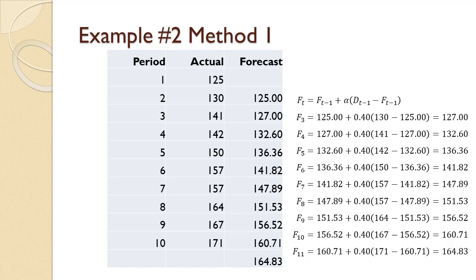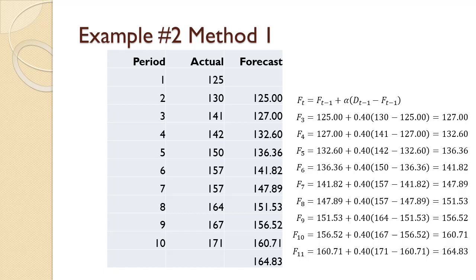F6 equals 136.36 plus 0.40 times 150 minus 136.36 equals 141.82. F7 equals 141.82 plus 0.40 times 157 minus 141.82 equals 147.89. F8 equals 147.89 plus 0.40 times 157 minus 147.89 equals 151.53. F9 equals 151.53 plus 0.40 times 164 minus 151.53 equals 156.52.